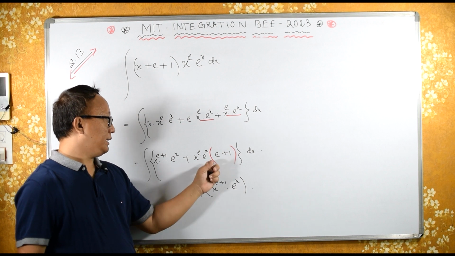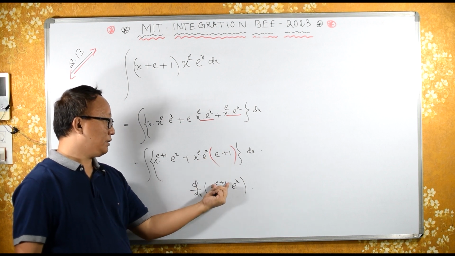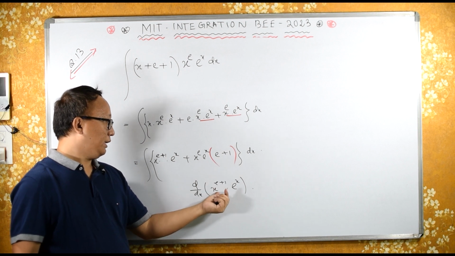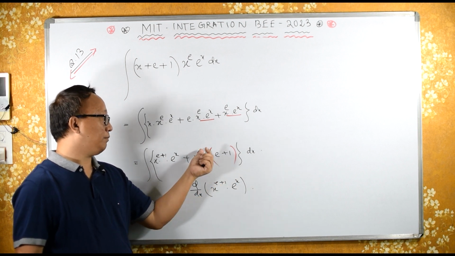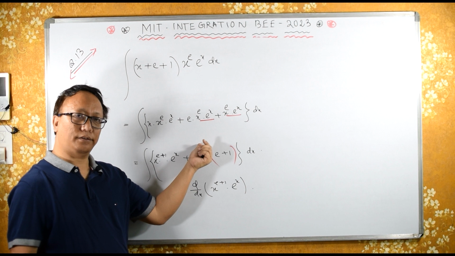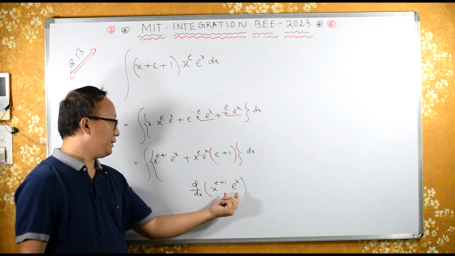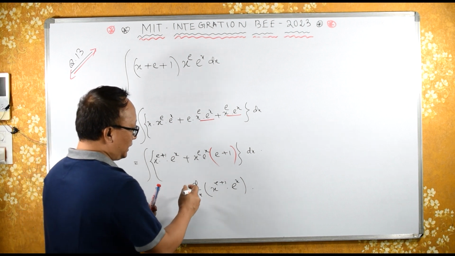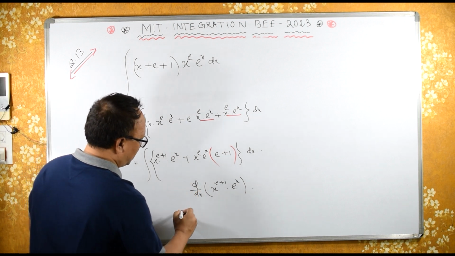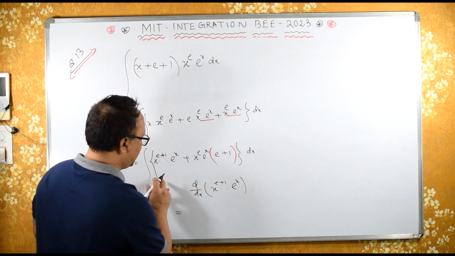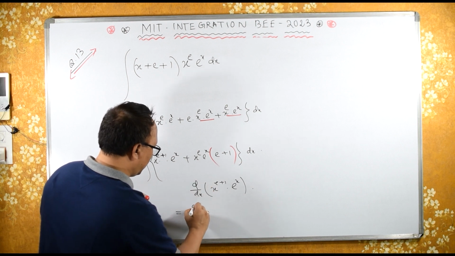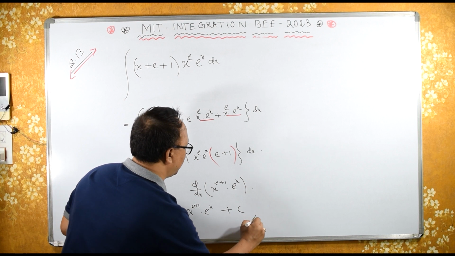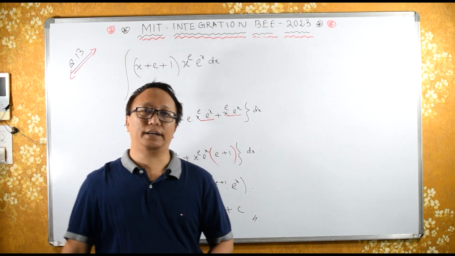Now keep e raised to x as it is. Differentiation of x raised to e plus 1 is what? E plus 1 into x raised to e plus 1 minus 1. Plus 1 minus 1 is what? X raised to e. Therefore differentiation of this is same as this. Therefore integration and differentiation get cancelled. So this integration becomes x raised to e plus 1 into e raised to x plus c. This is the required answer.